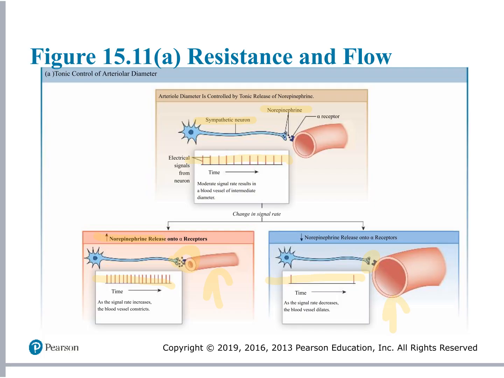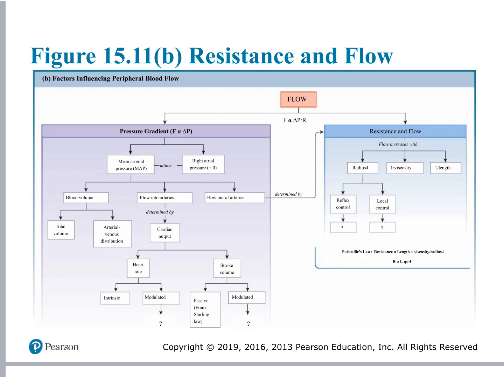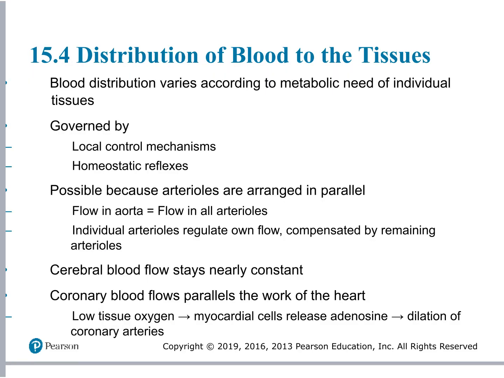vasodilation. And this has to do with the type of receptors, the alpha receptors. If the alpha receptors are stimulated more, it causes vasoconstriction. If they're not stimulated as much, then it causes vasodilation. So which tissues are going to constrict or dilate with norepinephrine? You have to think about it. If you think about the sympathetic nervous system, where does blood go if you're in fight or flight mode? Blood is diverted from the digestive organs. Okay, this next section talks about the distribution of blood to the tissues.